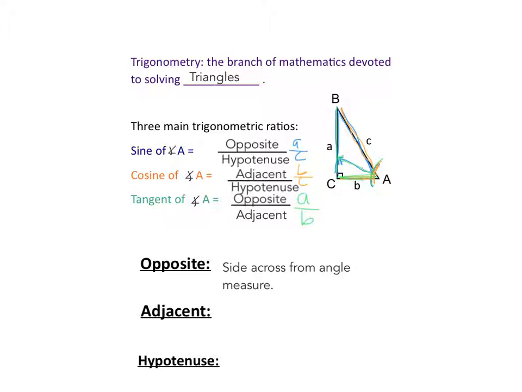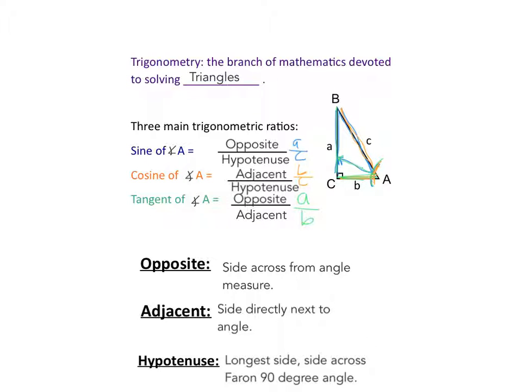Adjacent means the side directly next to an angle. And hypotenuse means the longest side, or the side across from the 90-degree angle. Again, those were just a recap of what the words opposite, adjacent, and hypotenuse mean.